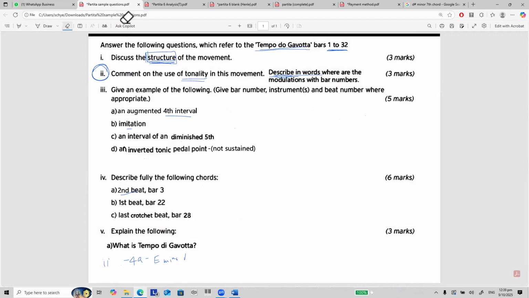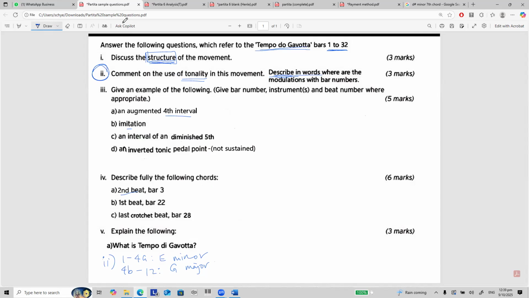Okay, so you need to write the bar number and what key they are in. So this one is question 2: bars 1 to 4A are in E minor. Bar 4B to 11 modulates to G major. So this is what you can see just now, right?